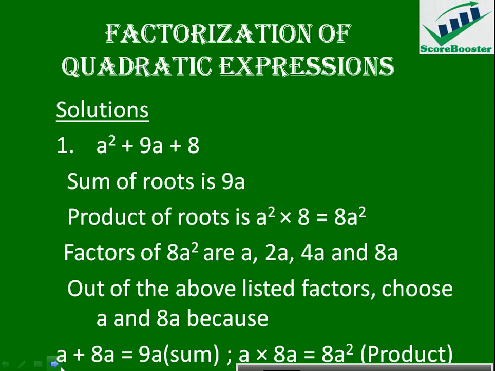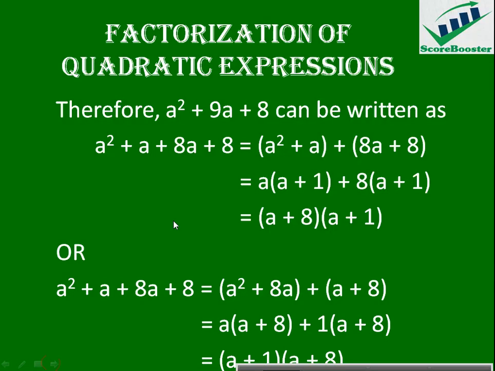The next thing is to place your middle term in terms of those two factors. Therefore, your quadratic expression a squared plus 9a plus 8 can be written as a squared plus a plus 8a plus 8. You only change 9a; a plus 8a is the same thing as 9a. Now, you group the like terms: a squared plus a, plus 8a plus 8.